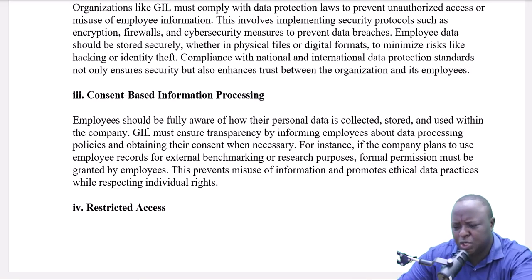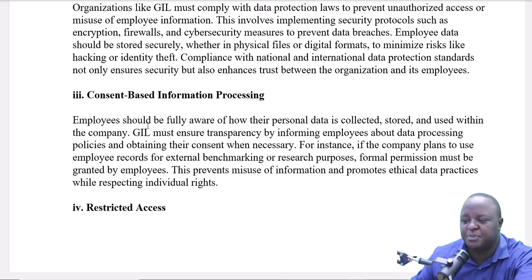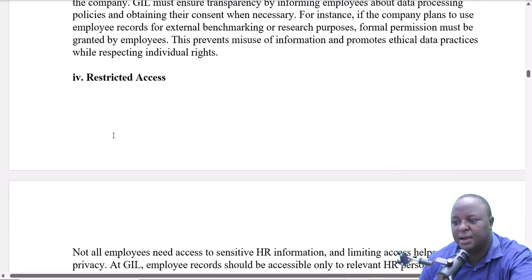And that is not a case of one institution and many. Nowadays, if a school is going for a trip, as parents you are sent a consent form to sign, agreeing that the school management can take pictures of the students and use those pictures in advertising, publishing them on their websites and so on. So consent-based information processing is very key and very essential.